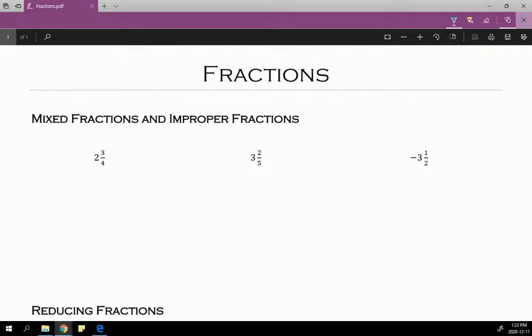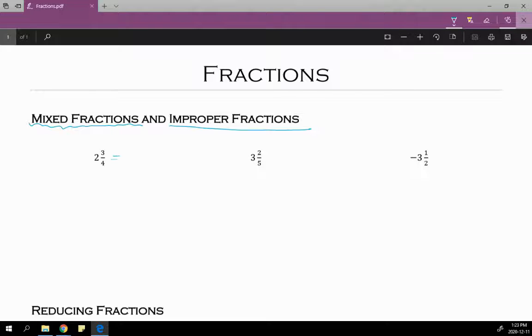Fractions are one of those topics that a lot of students struggle with. In elementary school, we talk about mixed fractions, but once you're in high school, we focus on improper fractions. So let's make sure that we know how to go from a mixed fraction to an improper fraction.